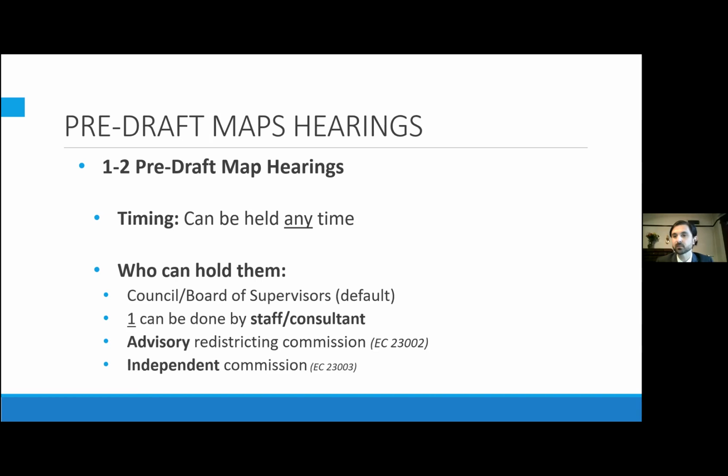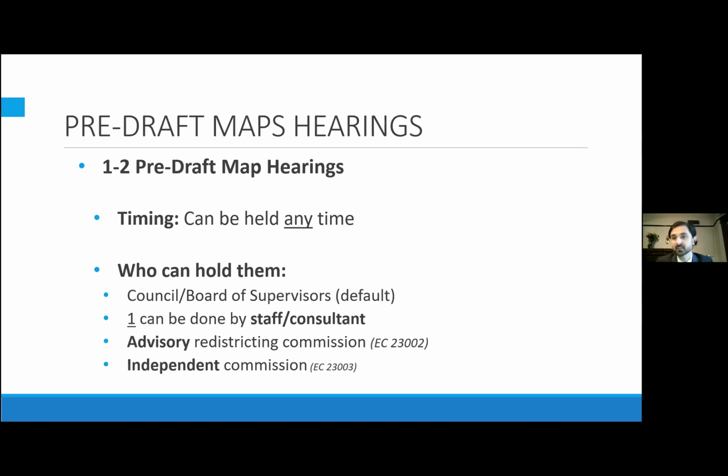So it has the power to adopt maps without the up or down vote of the city council or board. In essence, if you choose to go the independent commission route, all the requirements that would have applied to the city council or board of supervisors are transferred to that independent commission. So the pre-draft map hearings, the post-draft map hearings, all that would now be the responsibility of the independent commission.